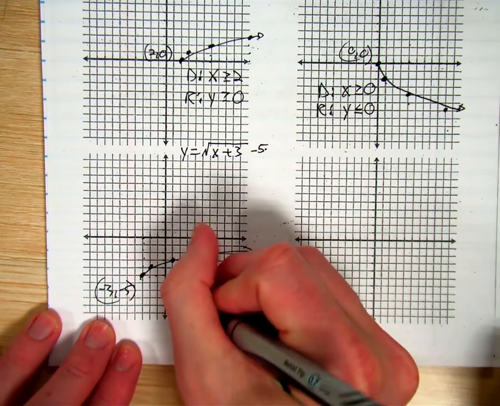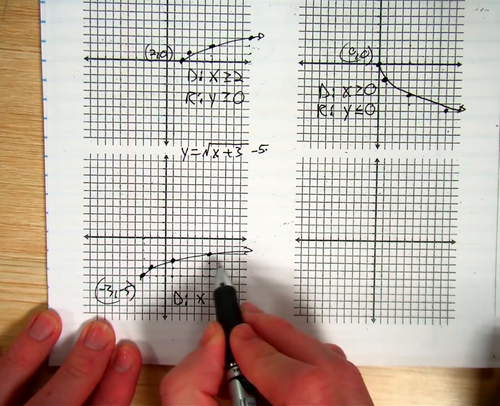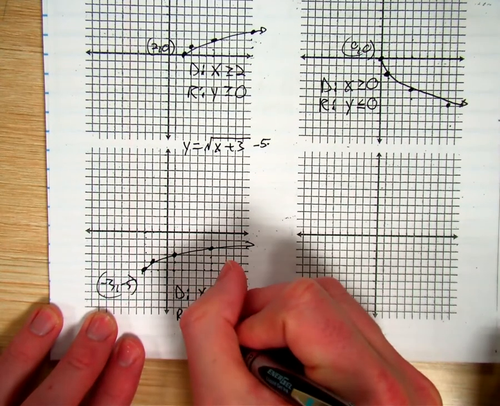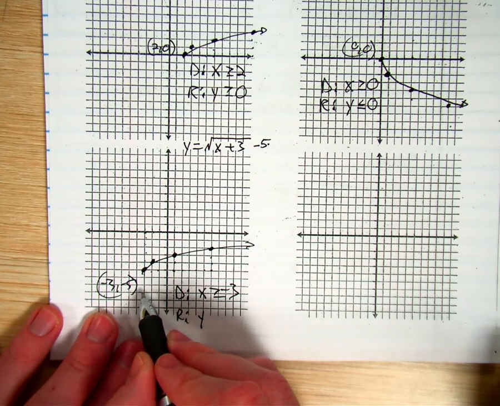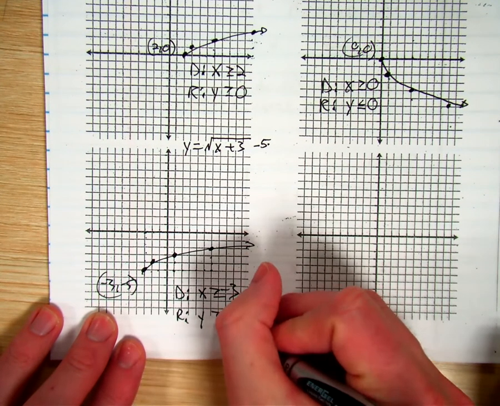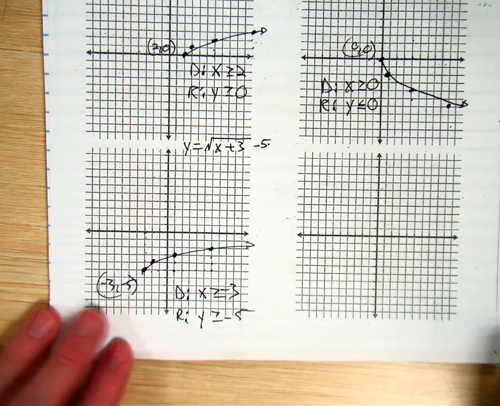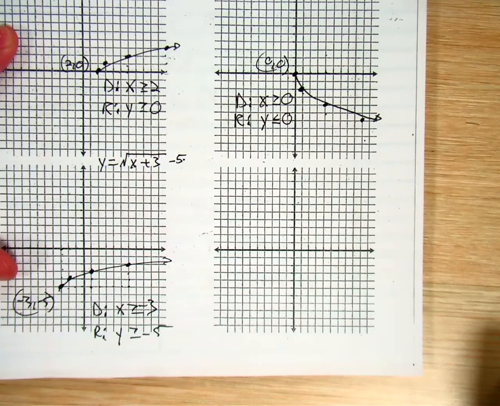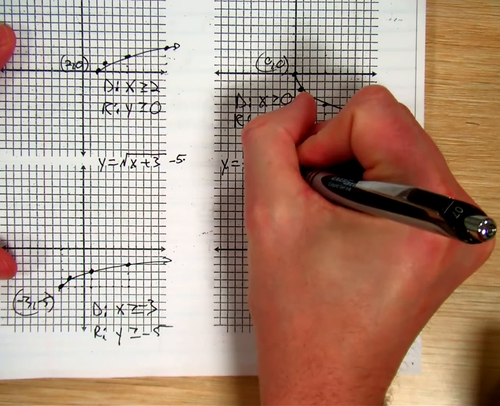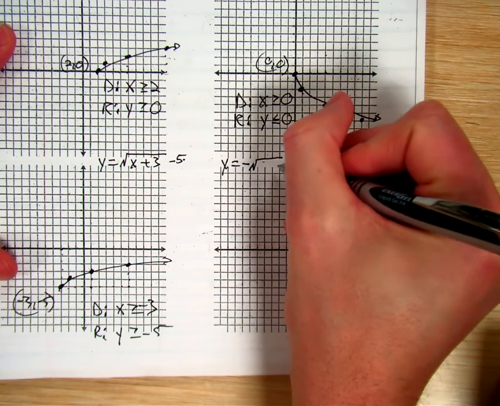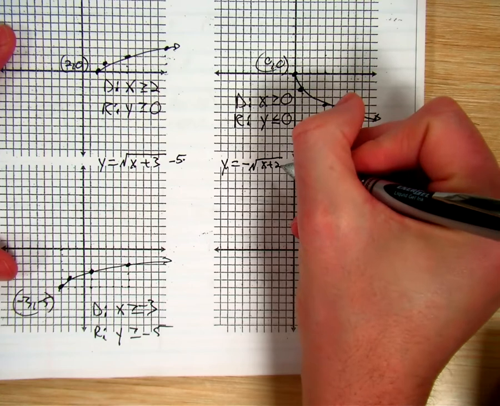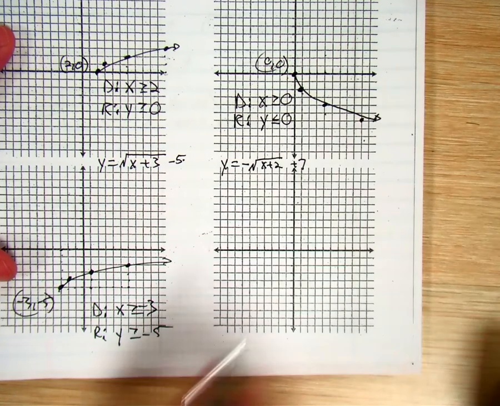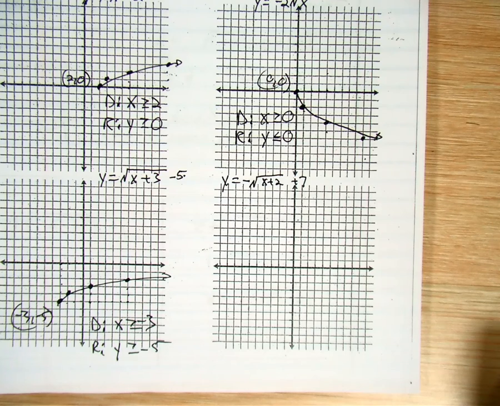So my domain, my x's, we're moving to the right. They're still getting bigger. My x's are greater than or equal to negative 3. And my y's, we're starting down low at negative 5 and going up, so we're getting bigger still, greater than or equal to negative 5. Last one for you here. Negative square root of x plus 2 on the inside, plus 7 on the outside. Okay, go ahead and push pause and give that some thought.